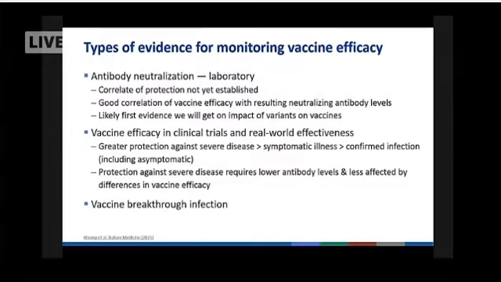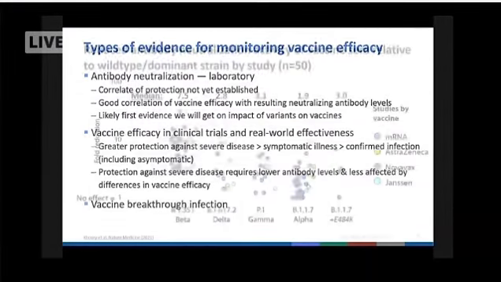We also monitor vaccine efficacy data from clinical trials and real-world vaccine effectiveness studies. We note that greater protection is usually observed against severe disease than symptomatic illness and confirmed infection, which includes asymptomatic cases. And this is because protection against severe disease requires lower antibody levels and is less affected by differences in efficacy across vaccines. Finally, we monitor vaccine breakthrough infection, and I'm going to review these types of evidence now.